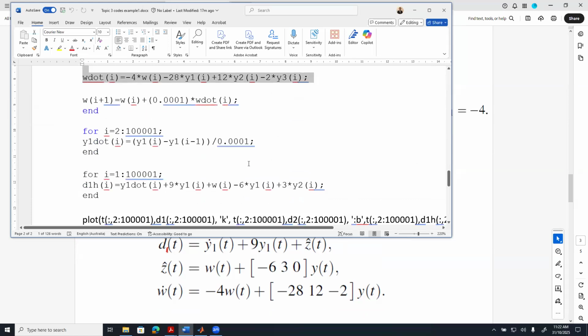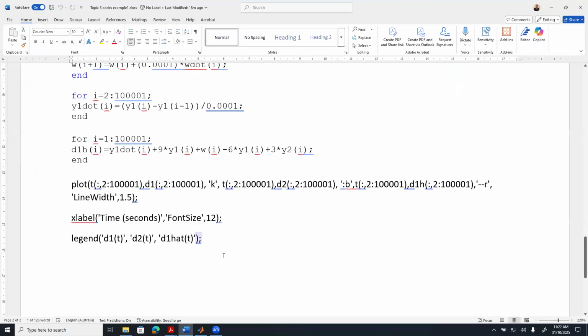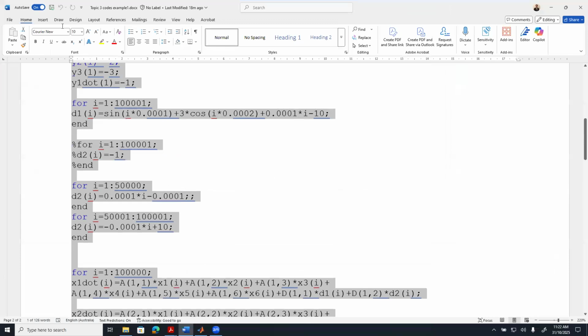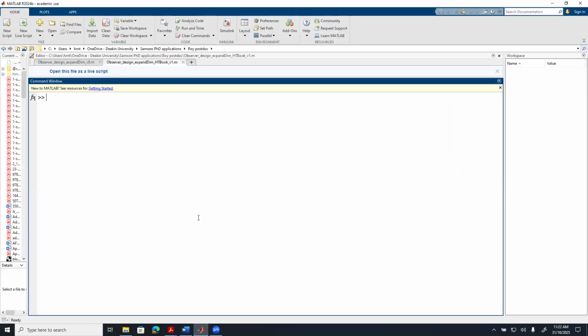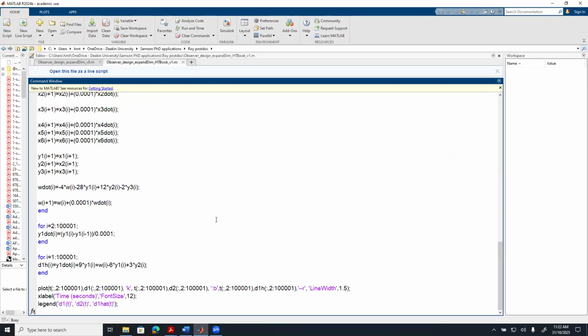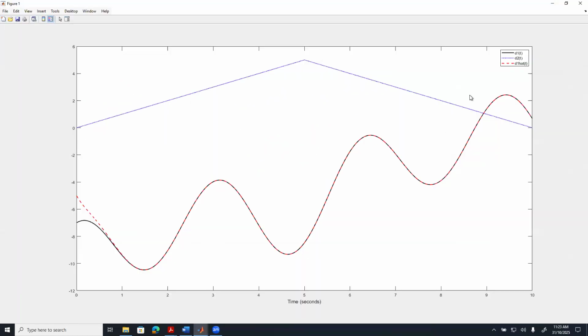And then we use again the Euler's approximation, a numerical approximation, to realize the first derivative of the output measurement y1 of t. And then this is the estimation of the unknown input. Let's cut and paste these codes into MATLAB and let it run, and it will give us the results. There you go. So let's have a look at the simulation.